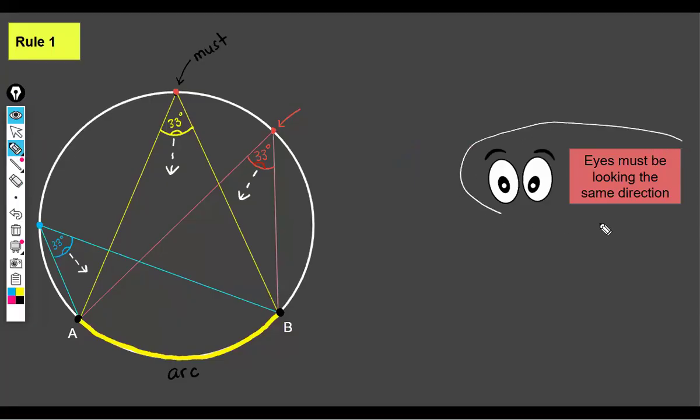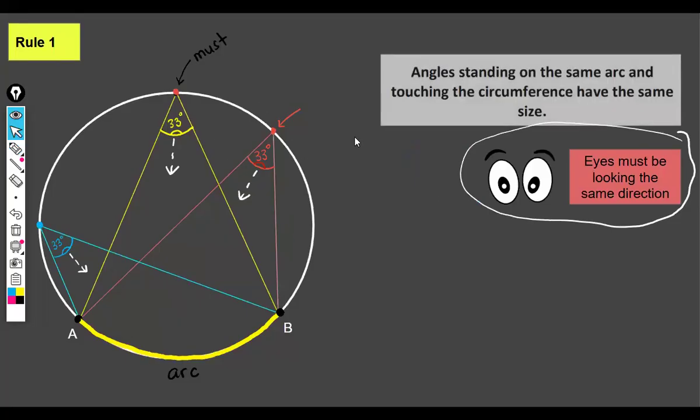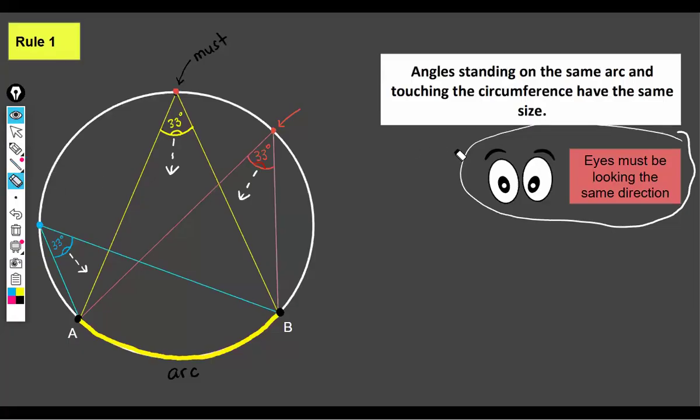Hence this rule here. So in the exam, you have to be able to write out this rule. You have to write a paragraph describing this rule. And this is what you need to write for the examiner. Rule 1.